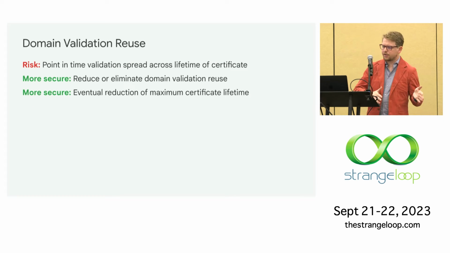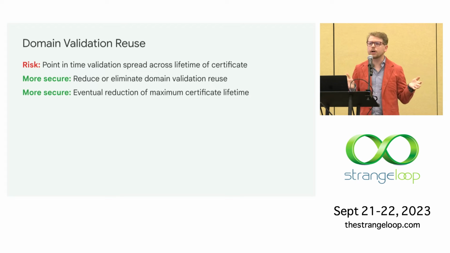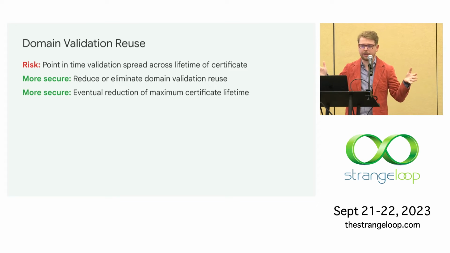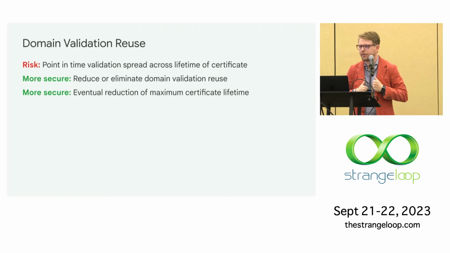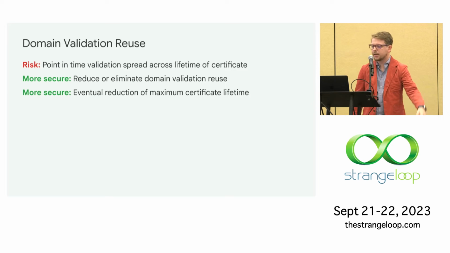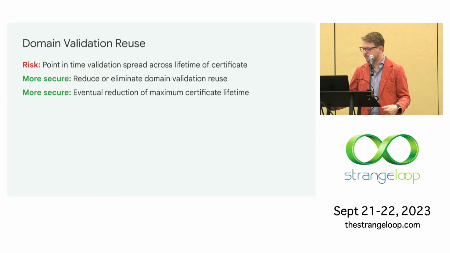A domain validation is effectively a point-in-time validation spread across the lifetime of a certificate. So the longer that a certificate lasts, and the longer that you can reuse domain validation, is basically increasing your risk window, because something might have changed between the validation and now, right? In an ideal world, we would somehow be able to validate domain ownership on every connection, but that's not really feasible, because it's done out of band. And so the Chrome root program is working to encourage automation so that we can eventually reduce or eliminate domain validation reuse, and ideally eventually reduce the maximum certificate lifetime, which is currently 398 days, down to something lower.